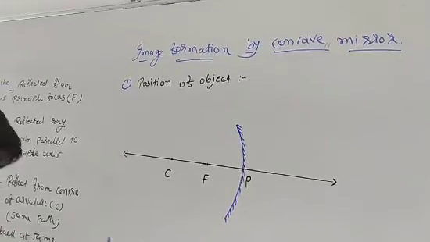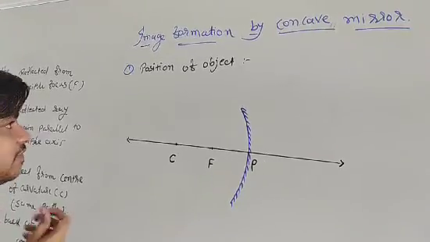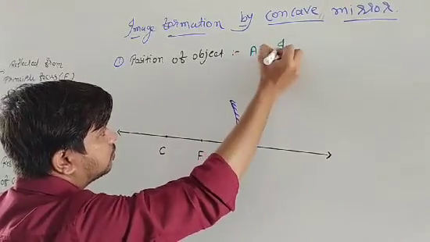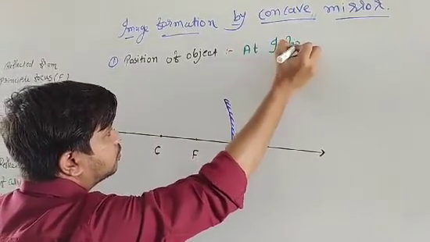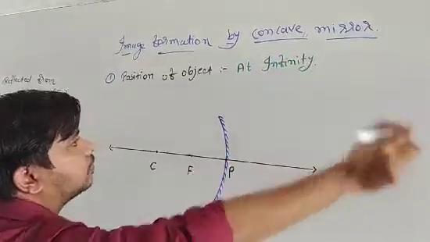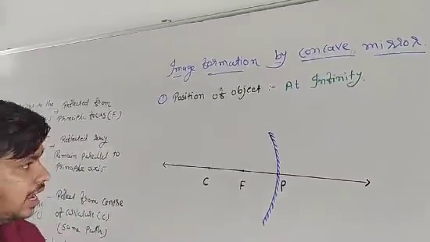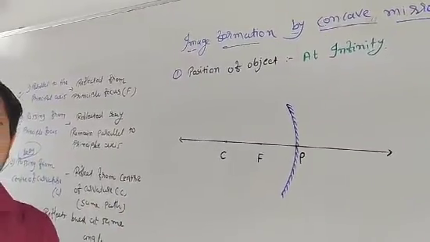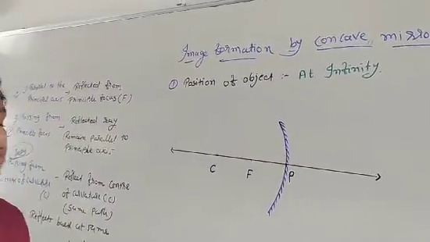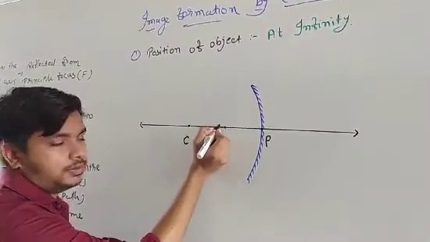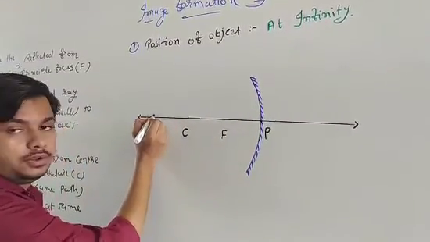Where we are putting an object at infinity distance. At infinite, right? Object is at infinite. Okay. Then where should we put an object? See, where should we put? Here? Then is it at infinite? Here? Here? Here?